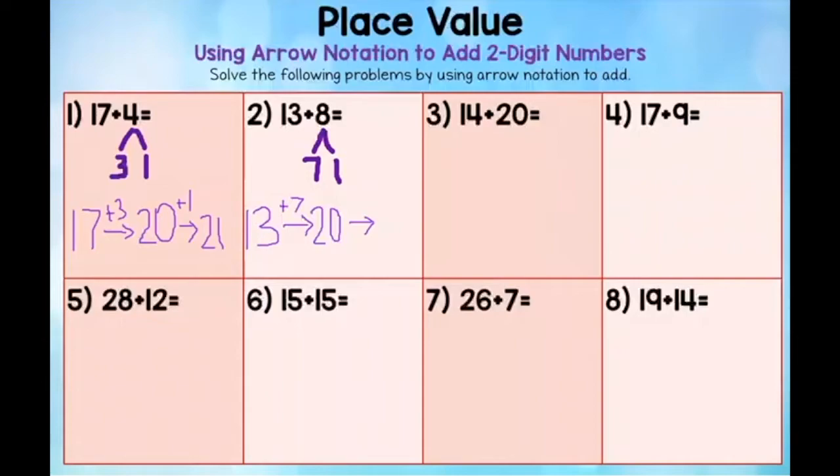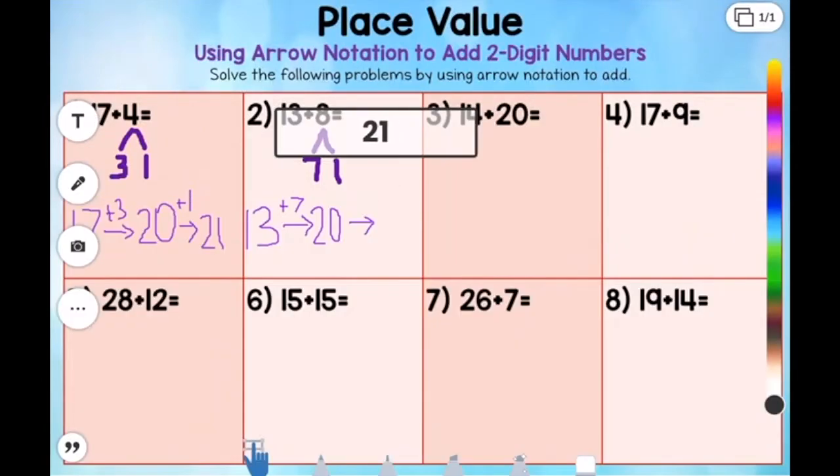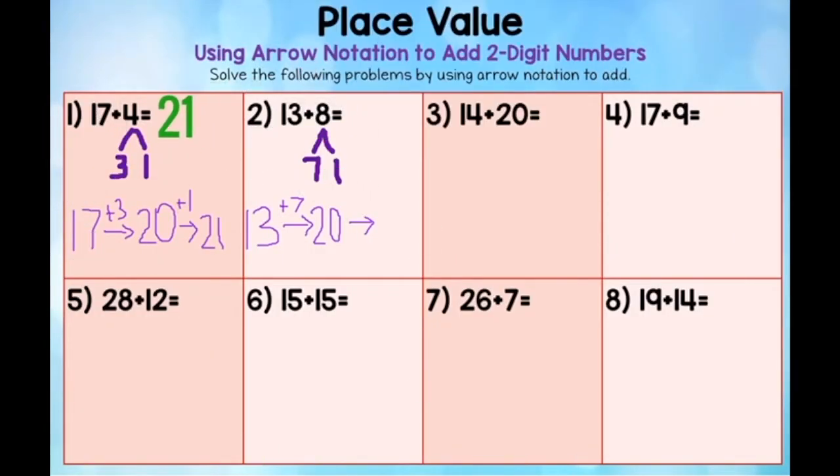So really it just looks like I need to put the answer because they have 17 plus 3 arrow to 20 and a plus 1 arrow to 21. That's my answer, 21. So I need to write it after the equal sign. There. Now you can clearly see that my answer to number 1, 17 plus 4, equals 21.